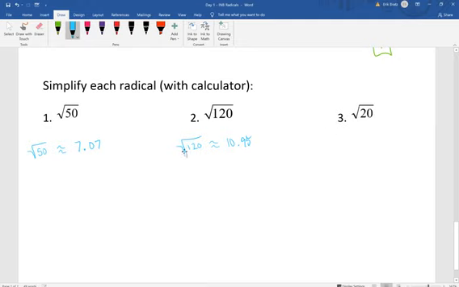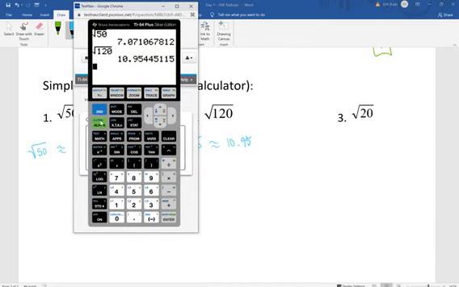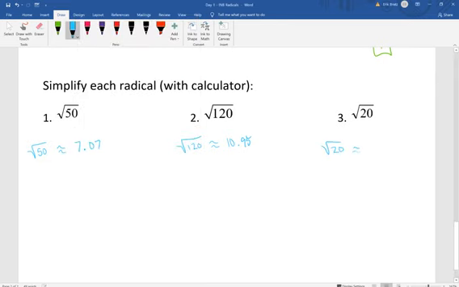And again, I would just type in all of my answer choices to see if they match this. And then finally, the square root of 20. Let me go ahead and pull this up. Let me move it over here. Second square root of 20. And we get it's approximately 4.475. Square root of 20 is approximately 4.47.